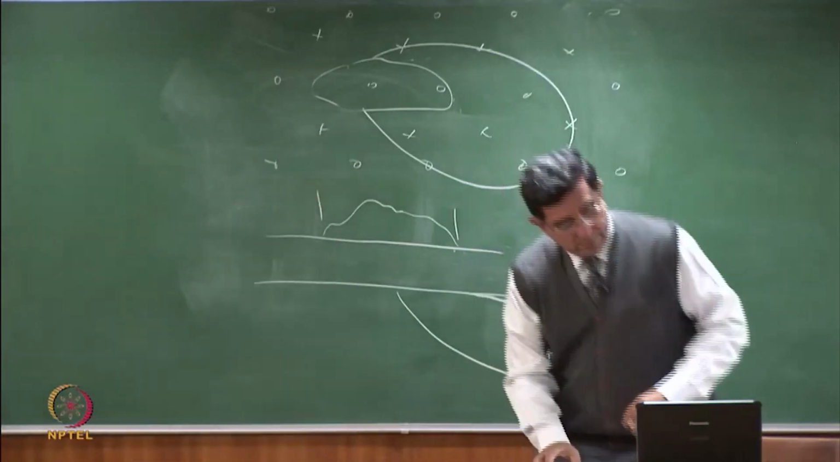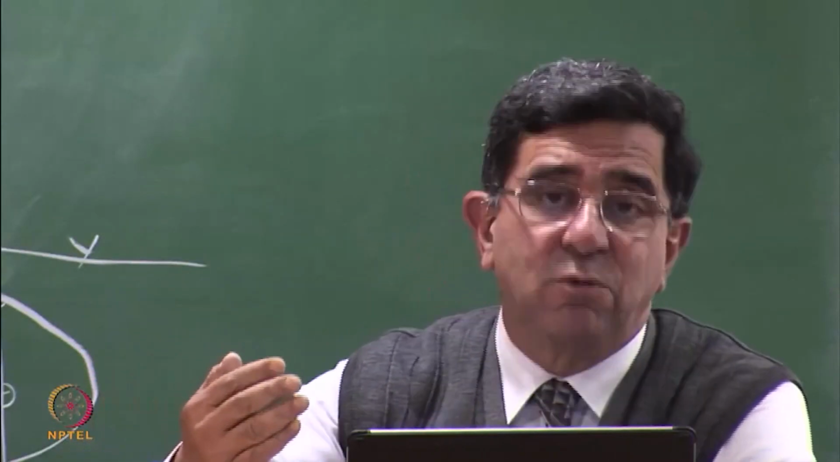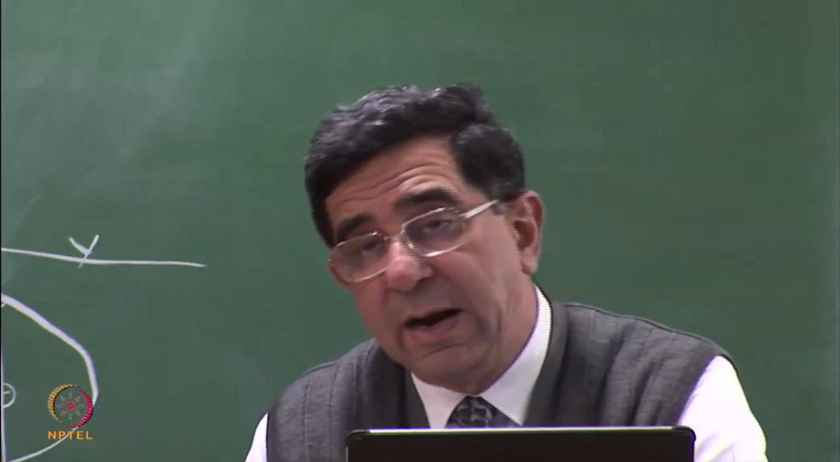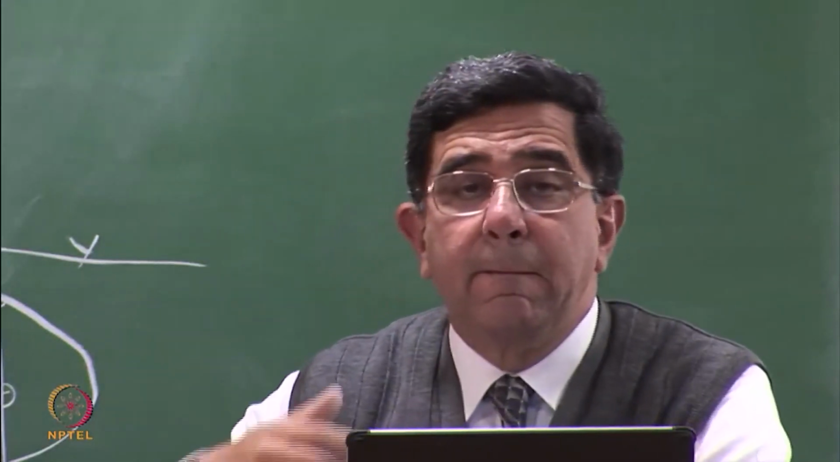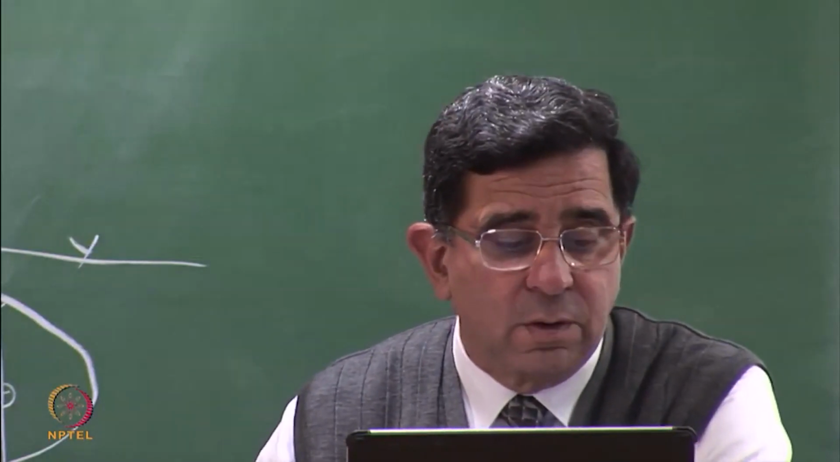So, we need to find the nature and extent of the contamination. Then we have to monitor at the boundary of the contaminant plume so that it doesn't extend beyond where it has gone. And then we have to take steps to bring the plume back, or to do remediation and improve the quality of the contaminated zone.